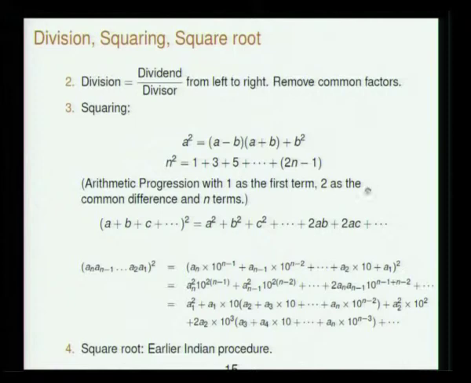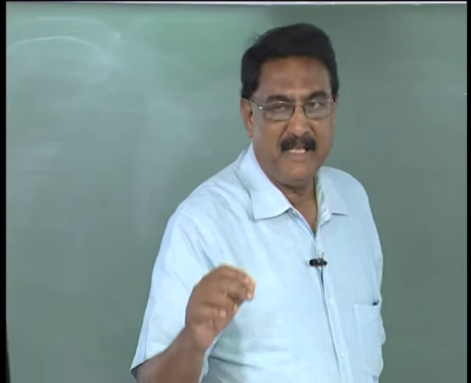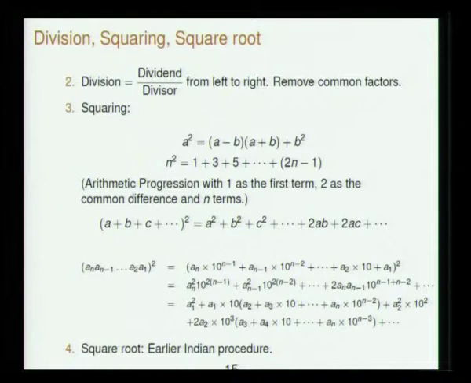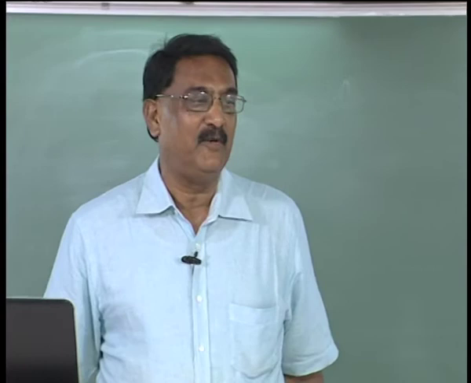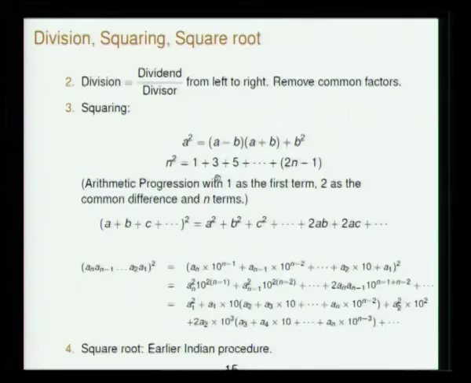And squaring, there may be some simplifications in splitting it into various parts. So, that is what he will discuss. For instance, A squared is A minus B into A plus B plus B squared. So, if you want to have 998 whole squared, it is very convenient to write it as 1000 minus 2 whole squared and use this. Similarly, if you want to take N squared, it is 1 plus 3 plus 5 up to 2N minus 1, an arithmetic progression with 1 as the first term and 2N minus 1 as the last. So, the sum is N squared.